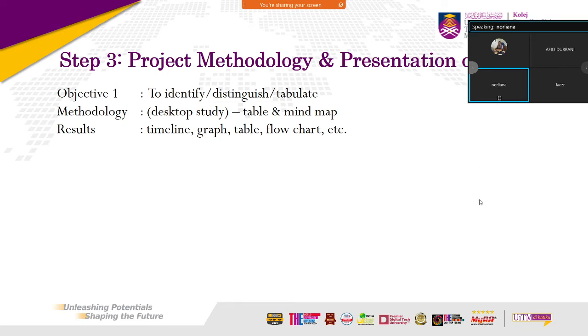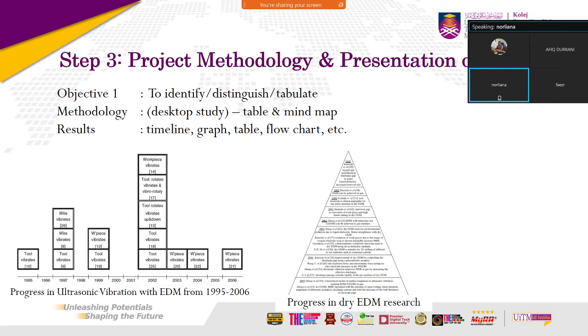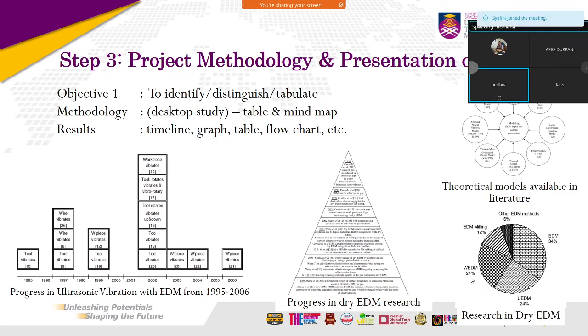Okay, so for objective 1, we do have, for example, to identify, to distinguish, to tabulate. So since you are doing a review-based project, so it is a desktop study in which just now you do the mind map kan? Method yang pertama tadi baca dan buat table dan mind map. So dekat situ you can use that information and shows your results in terms of timeline, okay, graph ataupun table, atau yang ni kita ada pyramid style. Sebelah kanan kita ada kita panggil pie chart, okay, pie chart dan ada figure lah.